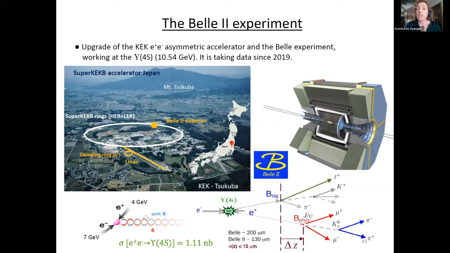So this is the Belle II experiment. Many of you know about it, and you are going to hear quite a lot from Professor Travelsi in the coming days.